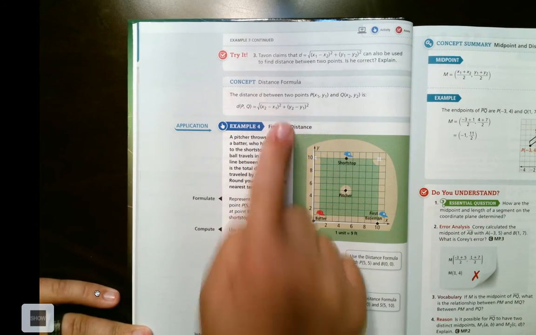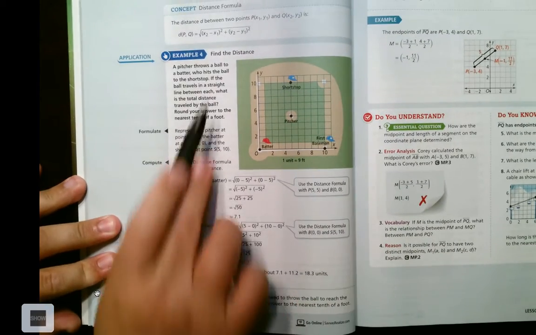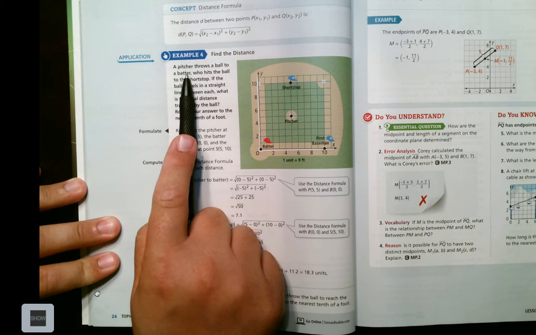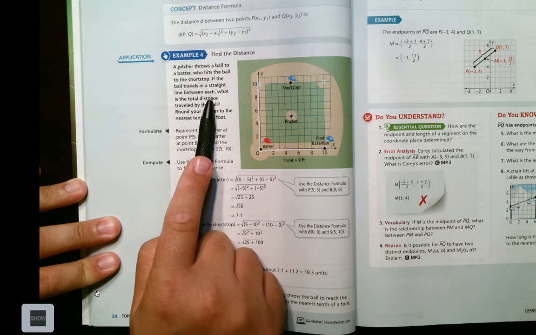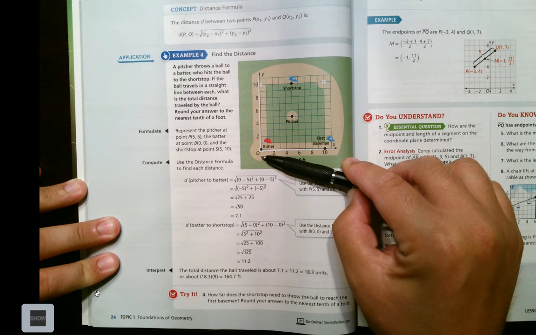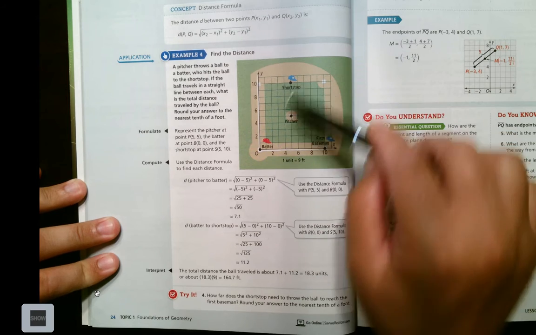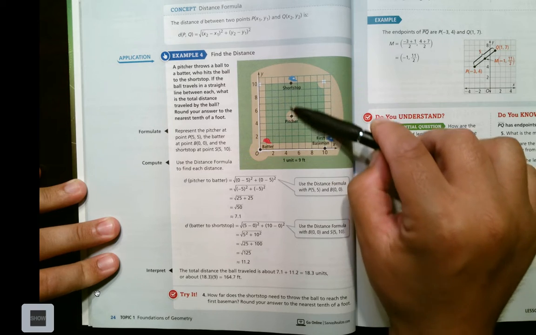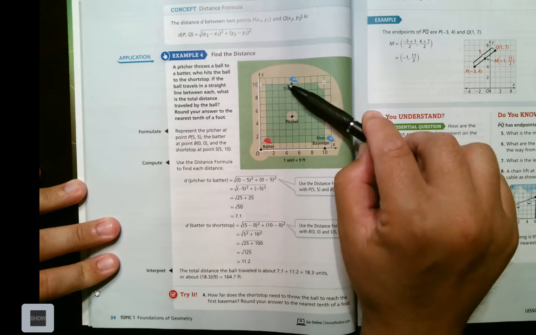Again, they just give you that distance formula up above example 4. Example 5. So this is just applying the distance formula. So taking that formula they give you right above example 4 and using two values. In this case, I think they're asking you, a pitcher throws the ball to a batter who hits the ball to the shortstop. If the ball travels in a straight line between the batter and the shortstop, what is the total distance traveled by the ball? So the batter is at 0, 0. The shortstop is at 5, 10. So what's the distance between 0, 0 and 5, 10?